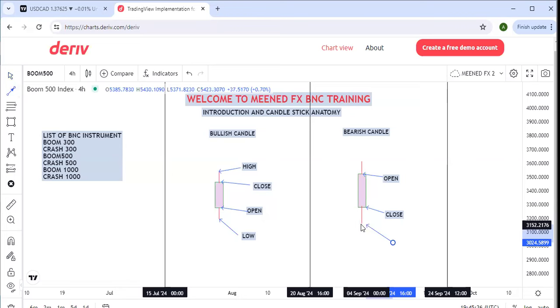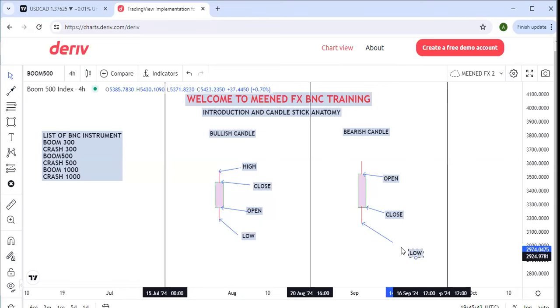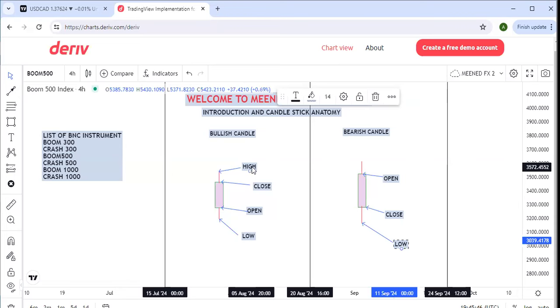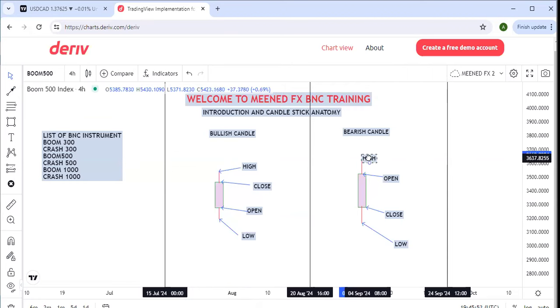So we have this low here. That's the low of the candle, and then the candle high is still above. Basically the major difference between the bullish and the bearish candle is just the open and the close of the candle. The candle opens below for a bullish candle, then the candle closes below on a bearish candle. But both of the highs and the lows are the same. So these are the candlestick representations of them.